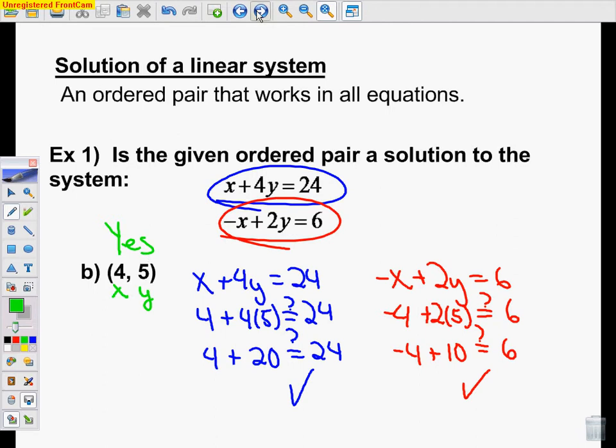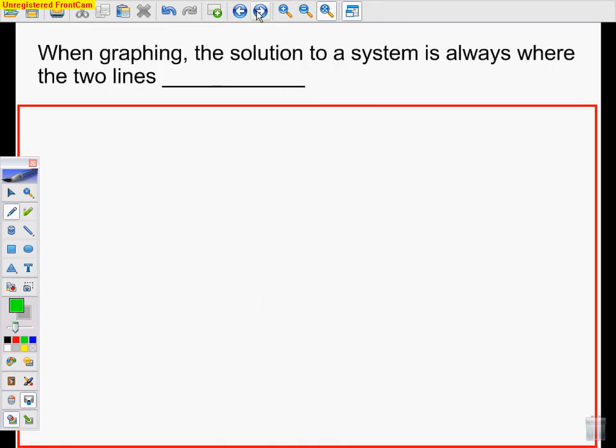All right, let's move on. Now when graphing, the solution to a system is always where the two lines intersect.